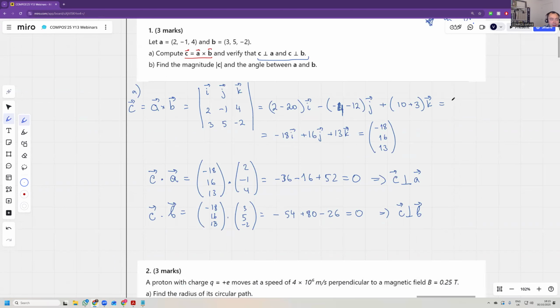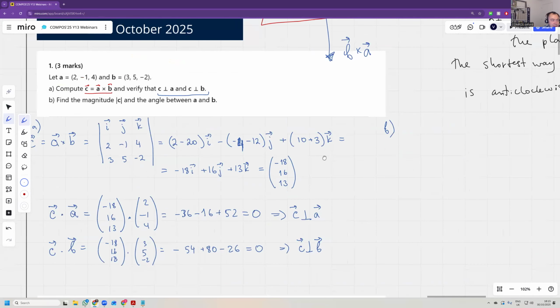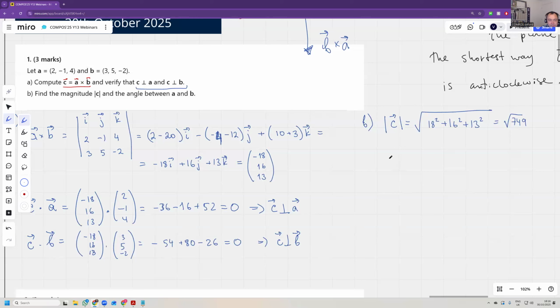And part B: find the magnitude of C and the angle between A and B. The magnitude of C is simply the square root of 18 squared plus 16 squared plus 13 squared. That's 7, square root of 749.